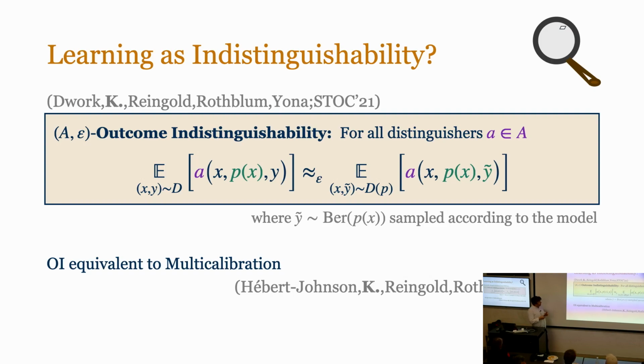Good question. So yes, this predictor would be epsilon outcome indistinguishable over this distribution D. The only thing that's changing here is that the marginal distribution on x is staying the same. The only thing that changes now is the conditional distribution of y given x. And in the modeled world, I'm telling you what that probability is. I'm telling you what the distribution on ỹ is.